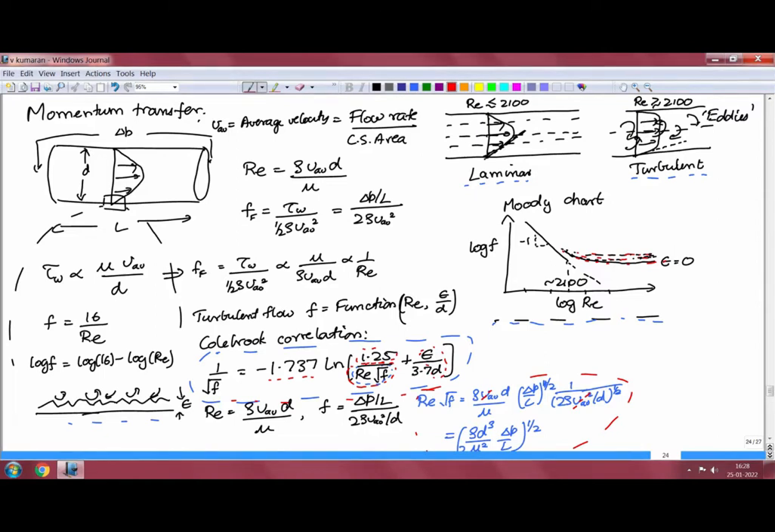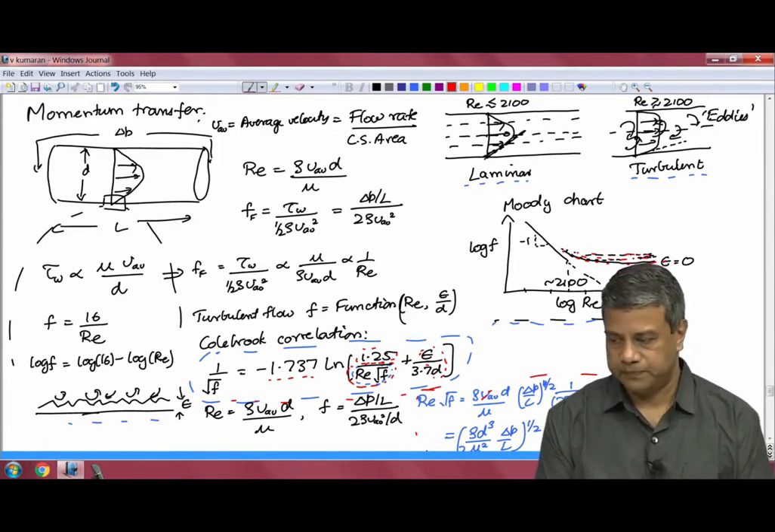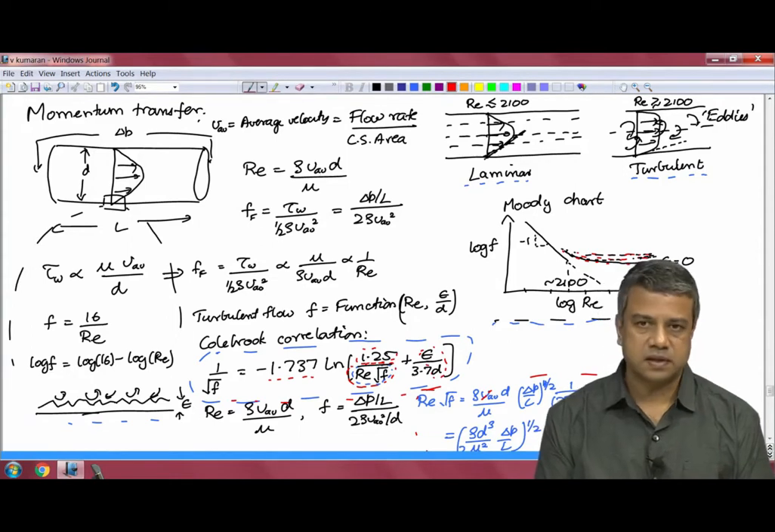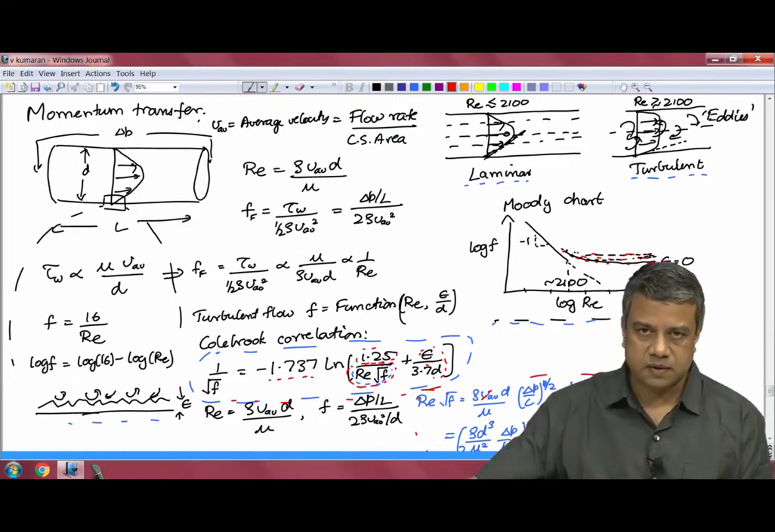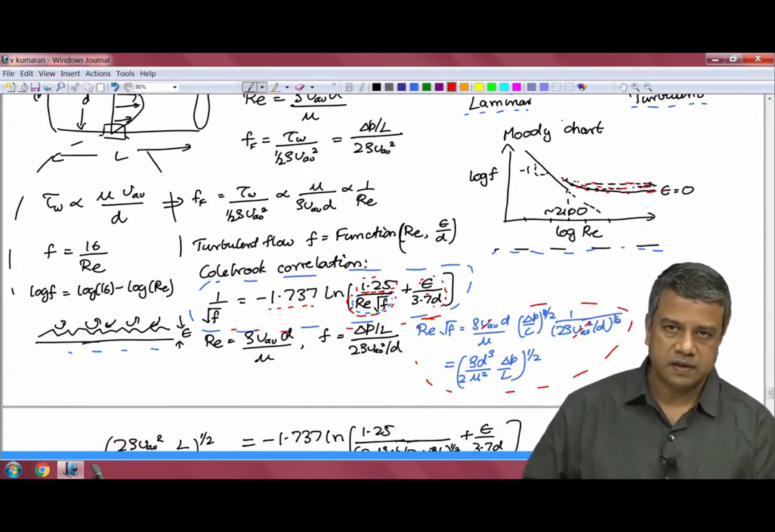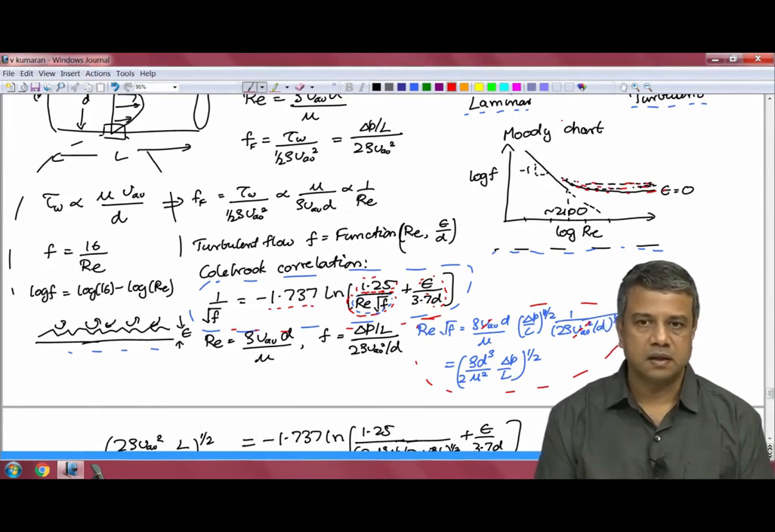For a laminar flow, the friction factor is proportional to 1 over the Reynolds number. That is just a dimensional necessity. For a turbulent flow, the behavior is more complicated. The friction factor does depend upon the roughness of the wall of the pipe as well. And you have correlations like the Colebrook correlation for the friction factor, as well as the Moody plots, which basically plot the log of the friction factor versus the log of the Reynolds number. And this is for a fully developed pipe flow, so that there is no variation in the velocity profile with downstream distance in the pipe.